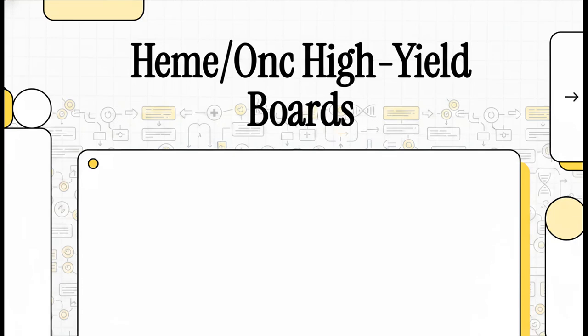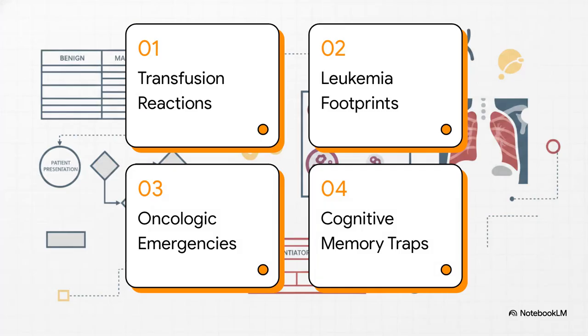This explainer is engineered for one very specific purpose: hardwiring your brain for relentless pattern recognition for USMLE Step 2 CK, hematology, and oncology. We are completely bypassing the educational fluff to build the diagnostic reflexes you absolutely need for the wards and, more importantly, the wards. Our agenda for this session: post-transfusion reactions, leukemia footprints, lymphomas and oncologic emergencies, and finally, cognitive memory traps.